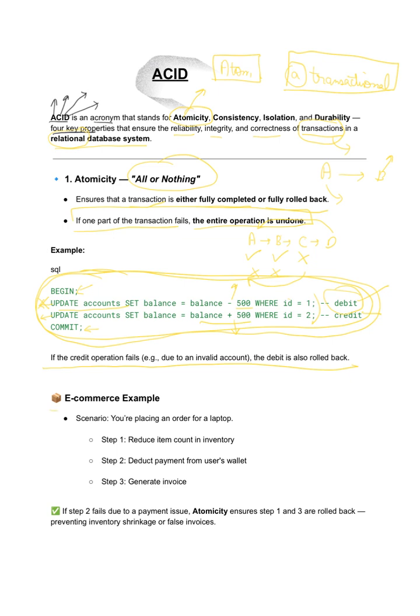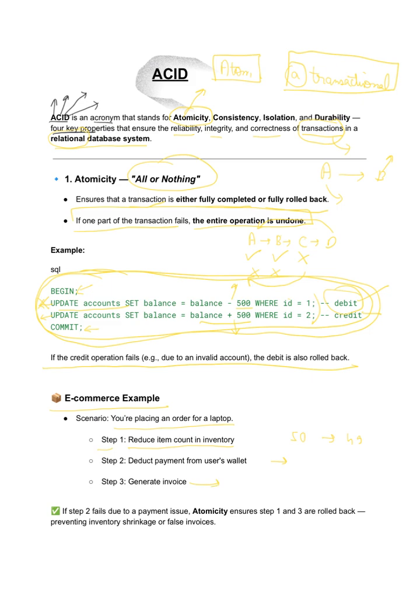Let's take one real example of e-commerce. Let's take a scenario where you are placing an order for a laptop. Step one is to reduce the item count in the inventory. Let's say there are 50 laptops, then they will be changed to 49. Then your money will be deducted from the wallet. Then the invoice will be generated.